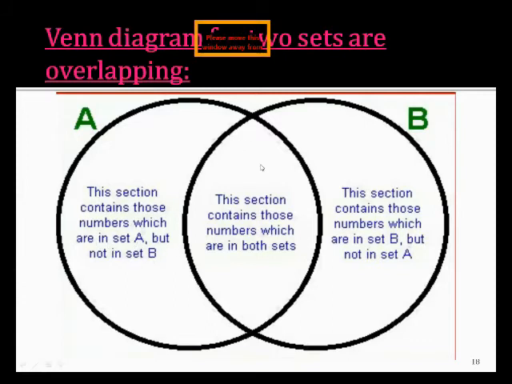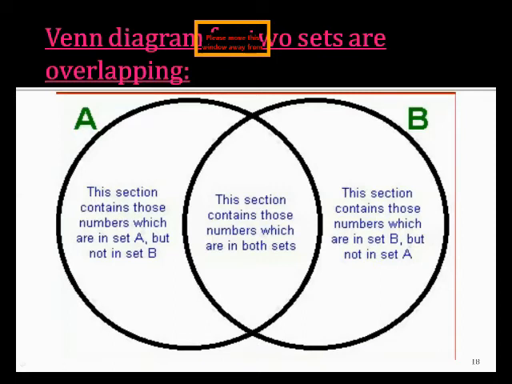This is the middle portion of these two circles which are overlapping with each other. So this section contains those numbers or elements which are in both sets. This portion of the set B contains those elements which are in set B but not in set A. This is the general formation to draw the Venn diagrams for two overlapping sets. You always draw two circles which are overlapping with each other.